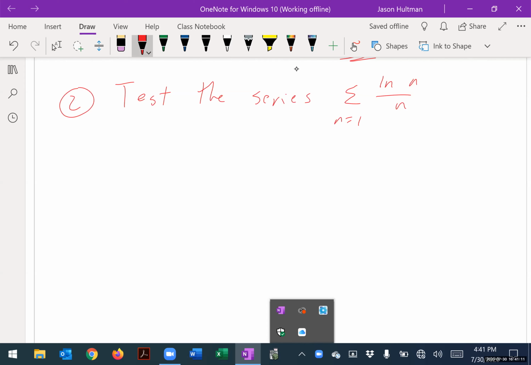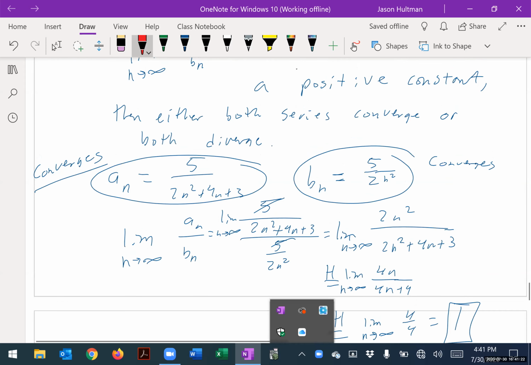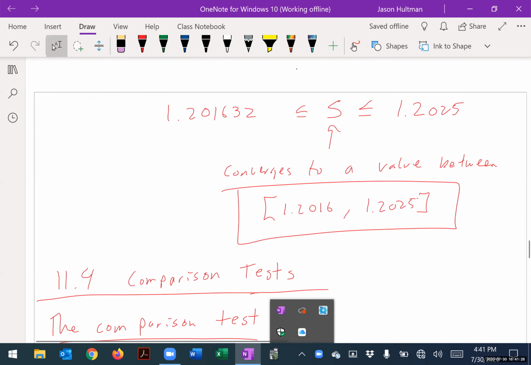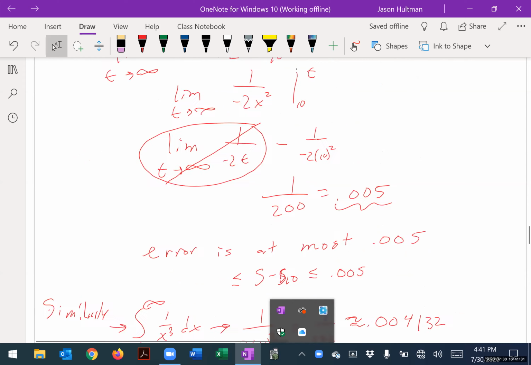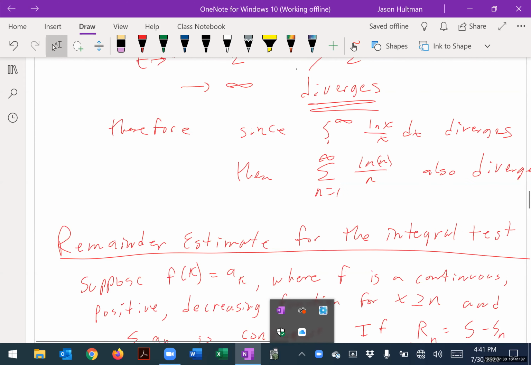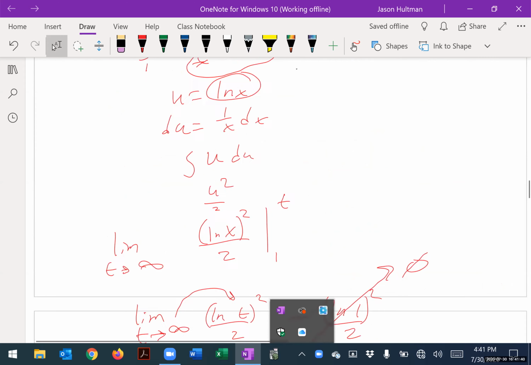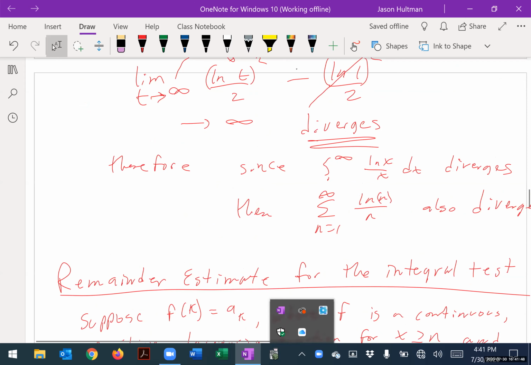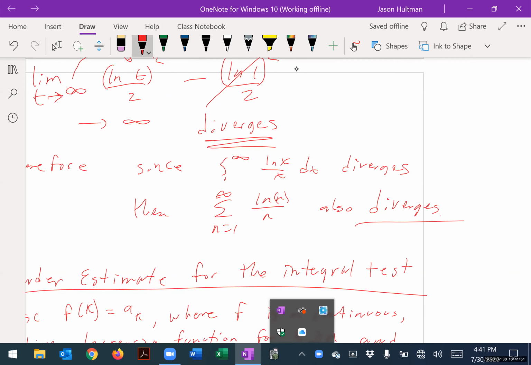This one looks similar. Well, I think we did an integral on this one before, right? I think this thing diverges. Didn't we already do this one? Yeah, we did the integral test on this thing. We said, oh, by the integral test, it diverged. Boom. Okay, done. We're done with our problem.